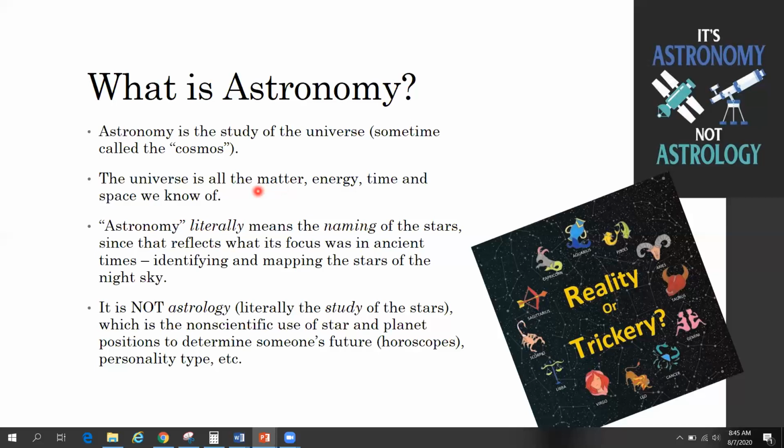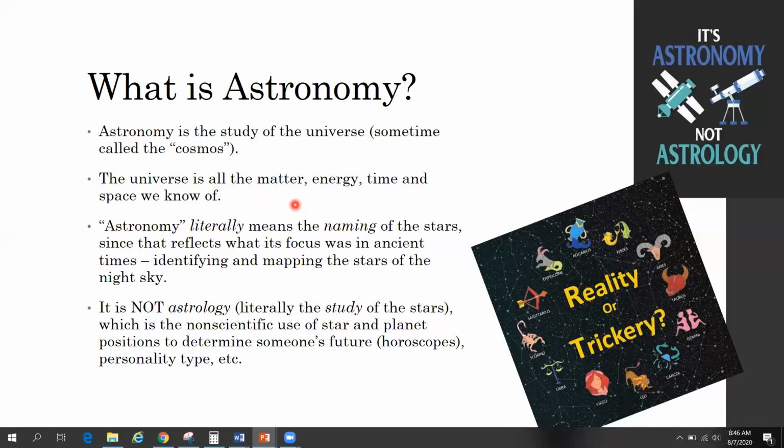Now, the word astronomy literally means, and by the way, when you get into the origin of words, that's a practice called etymology, so that's what we're doing here. We're looking at the etymology of the word astronomy. It literally means the naming of the stars. Astro is a root meaning star, and then nom at the back end is a root meaning naming. That reflects the history of the field of astronomy.